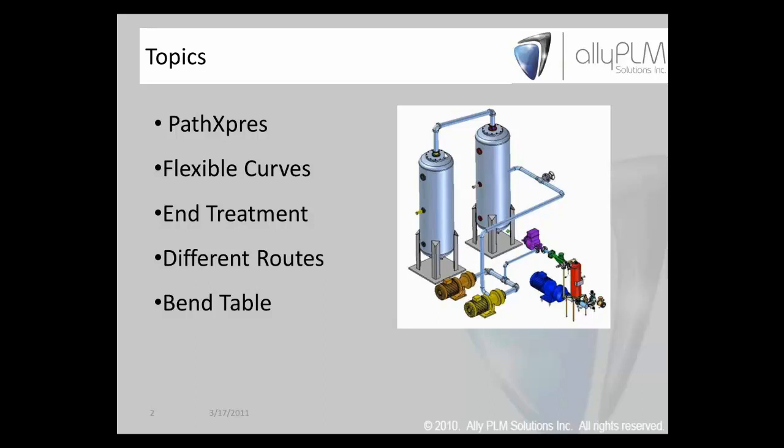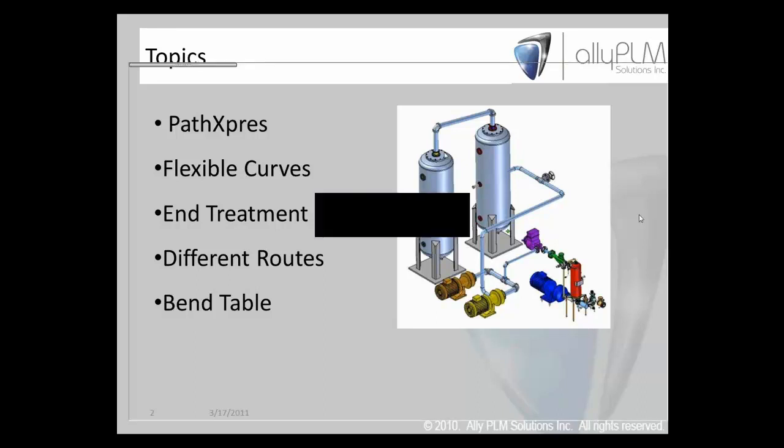Some topics we'll cover today. Creating paths to create tubes in XpresRoute. We'll use PathExpress to automatically create paths, and we'll manually create line segments by locking to both planes and the X, Y, and Z axis. We'll also create a flexible curve using the curve segment command. We'll also look at editing properties, creating a bend table, and a little bit of piping as well.